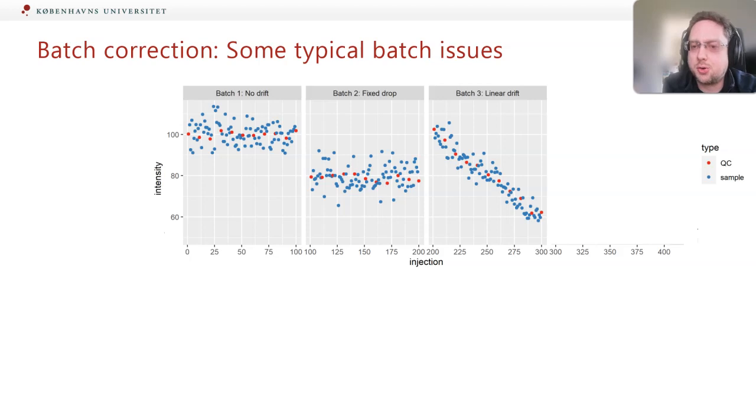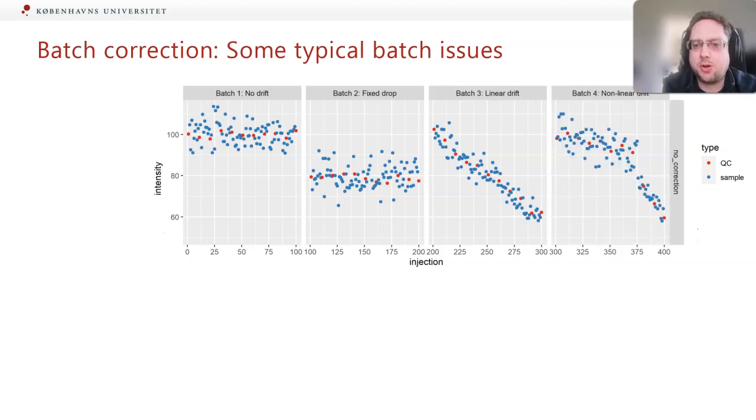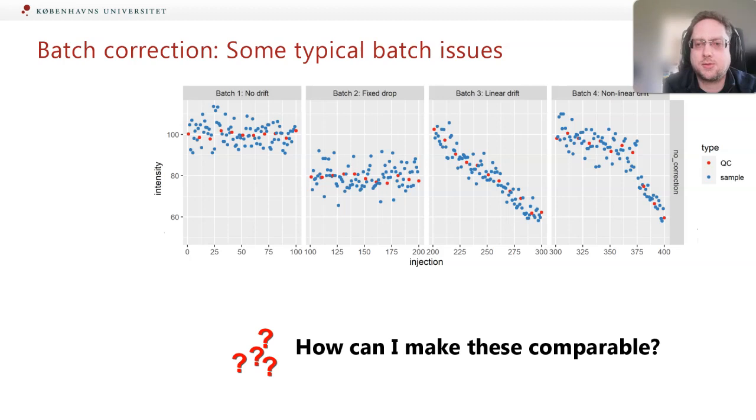You could also see a situation like this, where now the intensity is dropping within the batch. We call this intra-batch drift, whereas between the first two batches, we only had inter-batch drift. So we see a linear drop in intensity as we analyze more samples. But it could be even worse and look like this. So now we have a nonlinear drop. So now the question is, what can we do to fix this?